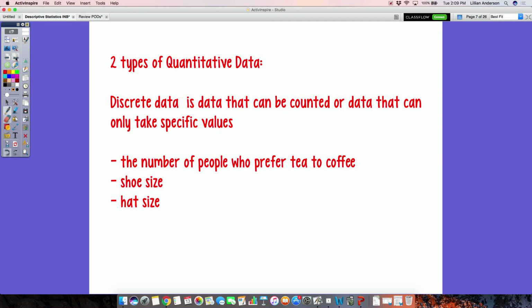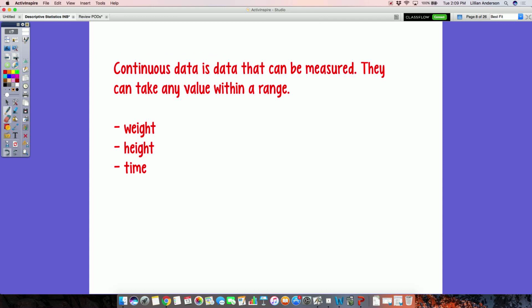The other type of quantitative data is continuous data. And continuous data is data that can be measured. Okay? It basically takes on a value within a range. An example of that would be weight, height, time. Okay? It takes on a range of values.